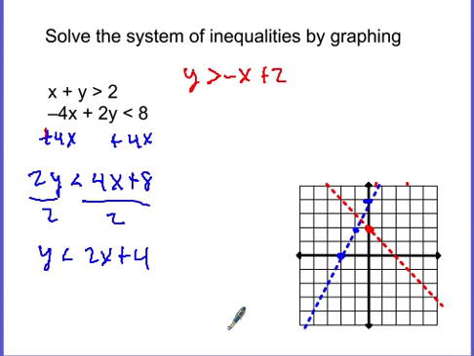All right, so the blue one shades which direction? To the right. On this side. And where does the red one shade? Red one is greater than, so it's still above. So this section here is the solution. All right.